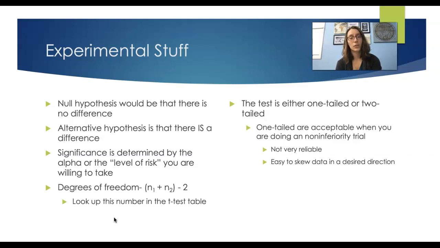The test can either be one-tailed or two-tailed, meaning that on a bell curve, we're going to tail on one side versus both sides. So one tail is acceptable when you're doing a non-inferiority trial. What that means is, for example, we're not trying to prove that one intervention is better than another intervention. We're trying to prove that it's no worse than another one. So this isn't really useful in a lot of science applications. It's not very reliable, and it's very easy to skew data in a desired direction. So a lot of marketing companies use a one-tailed test in order to skew the data in their favor.